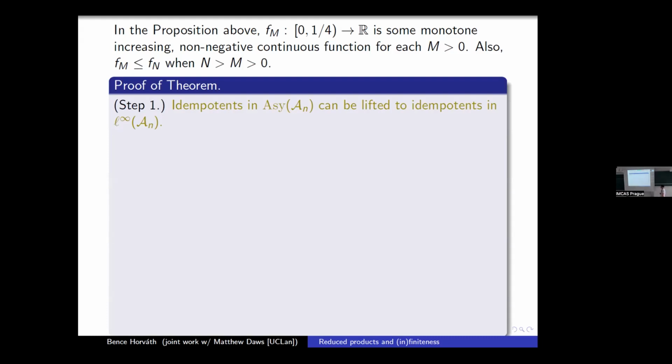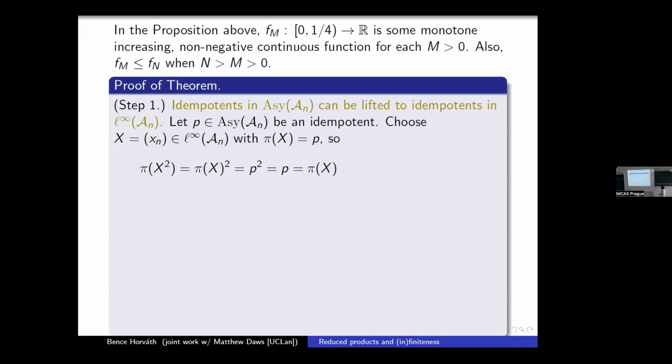It's worth breaking into several steps. Step one: you want to show something fairly natural looking, namely that you can lift idempotents from the asymptotic sequence algebra to idempotents in the L infinity. So from the quotient, you lift them up. How do you do that? Pick some idempotent and choose some representative, let it be capital X with accents.